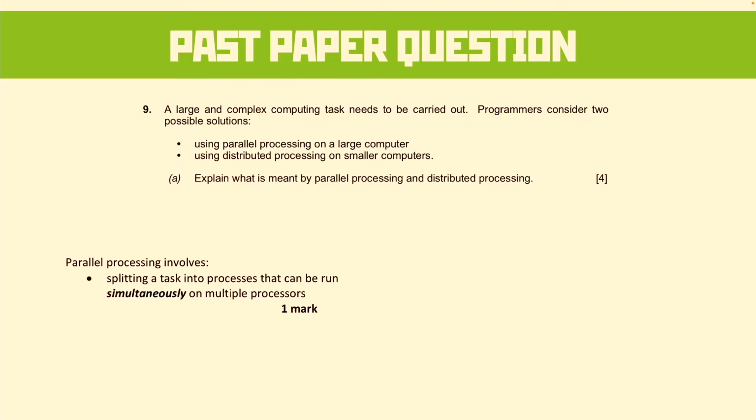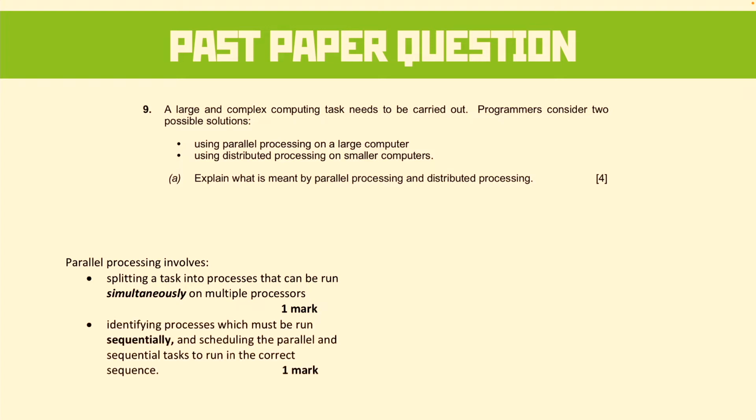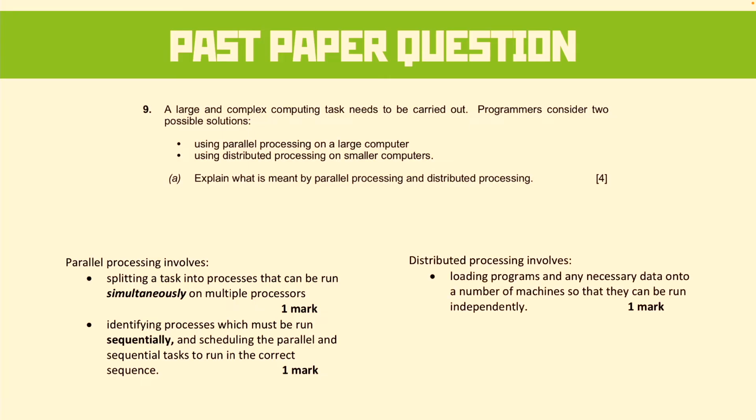Okay, so parallel processing is splitting a task into processes that can be run simultaneously on multiple processors. It's that bold and italicized word there, simultaneously, that's important. Identify a process which must be run sequentially. So that's one after the other, and schedule in the parallel and sequential tasks to run in the correct sequence. So we do the sequential stuff, then the parallel stuff that relies upon that. Distributed processing is a little bit different. It's where we load programs and necessary data onto a number of different machines so they can be run independently, and we pull the output together and work out the answer from there.